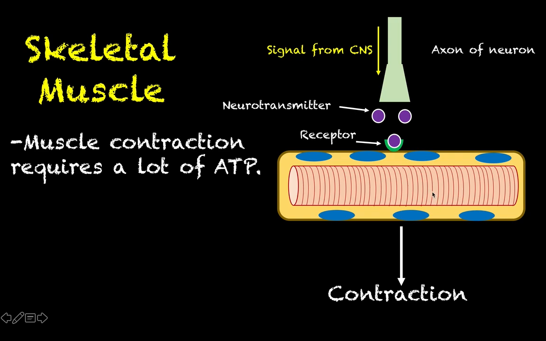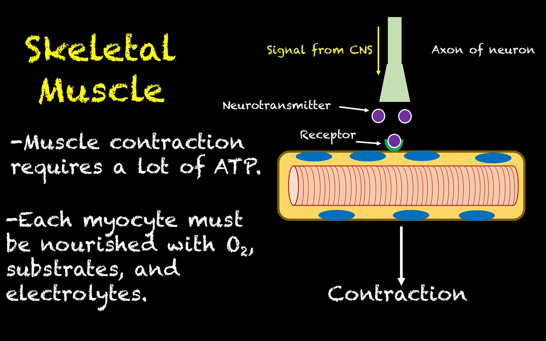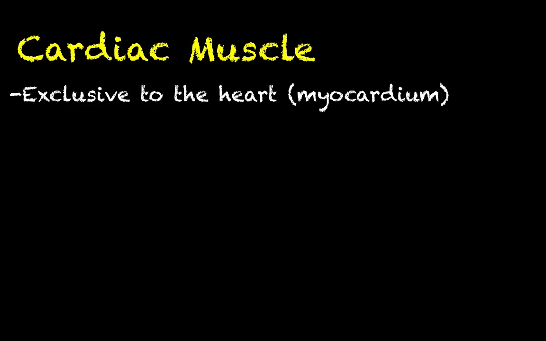So muscle contraction, as we are going to become acutely aware of, requires a startling amount of ATP. Muscle cells work harder than any other kind of cell in your body. So for that reason, each myocyte or muscle fiber must be nourished regularly with oxygen, substrates, and electrolytes, which of course are delivered through the bloodstream. So it's very important that we do a good job of delivering all of these nutrients to all cells throughout the body, but particularly muscle cells.